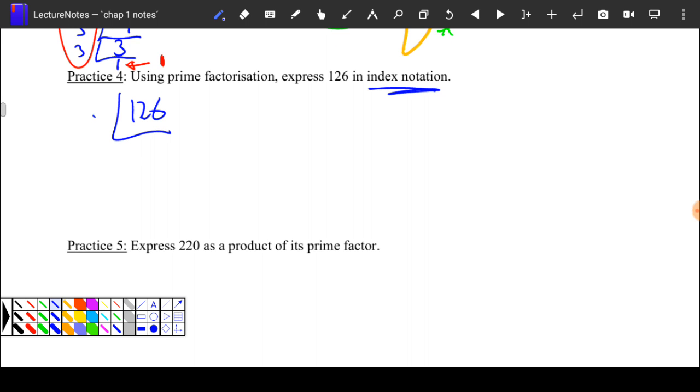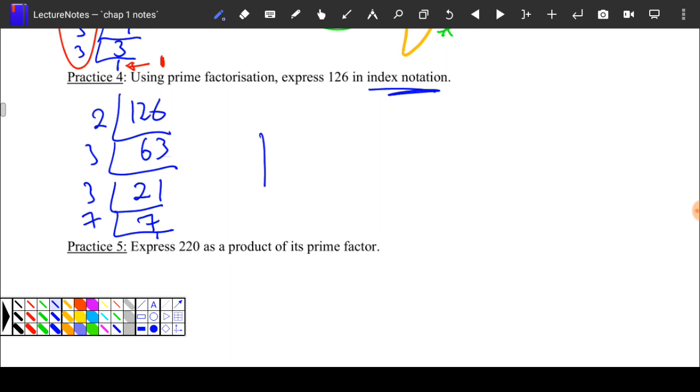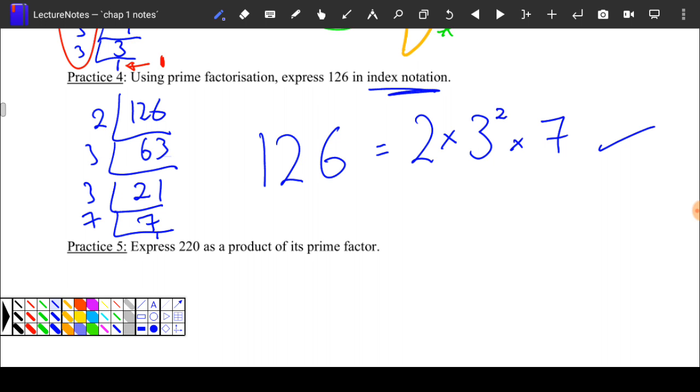Divide by 2. What do you get? 63. Okay, good. Then what do I divide? 3. What do you get? 21. What do you do? Divide by 3. 7. Divide by 7. 1. Okay. So what do I write? 126 equals 2 times 3 square times 7. Ta-da, done. Clear so far?